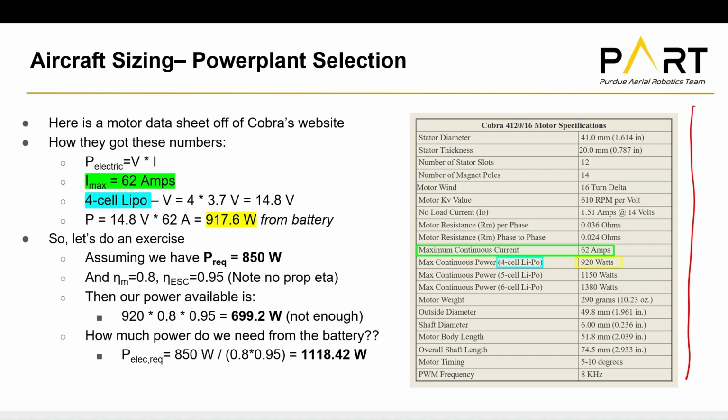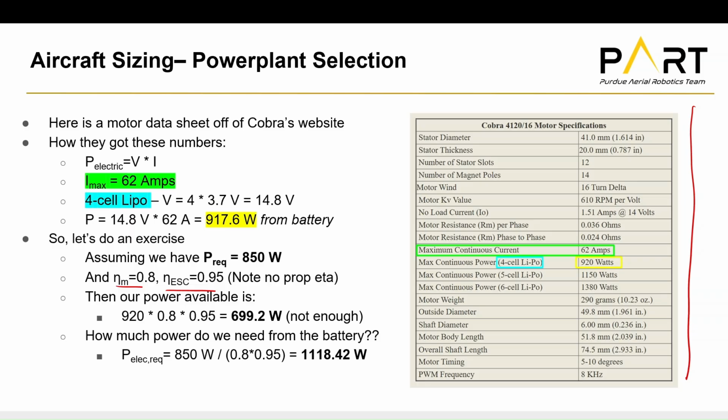So let's say that we went to our constraint diagram and we plugged in our weight that we got. And based on our power loading, we get a required power of 850 watts. Okay? Well, great, right? Our motor's pushing 920 watts, right? Well, no, that's not necessarily true. Our motor and our ESC efficiencies both come into play here.